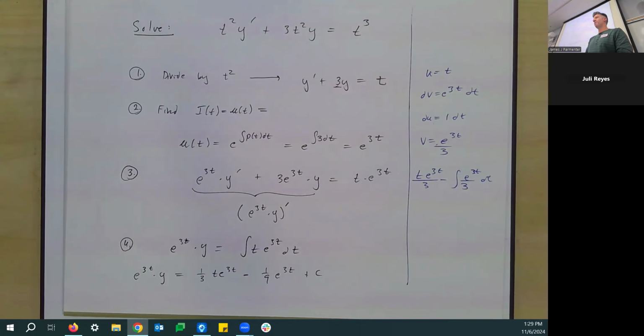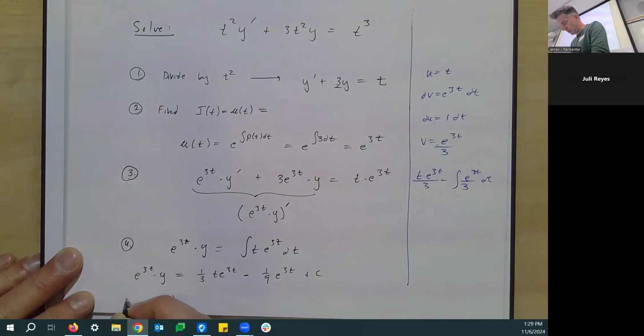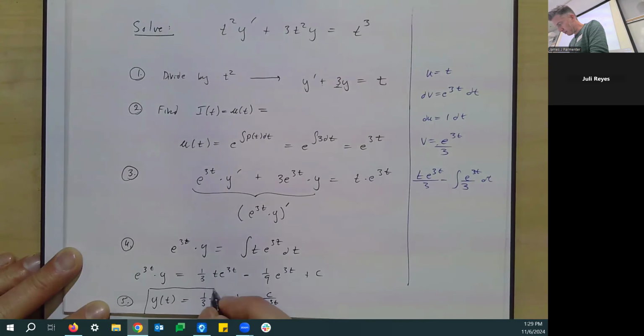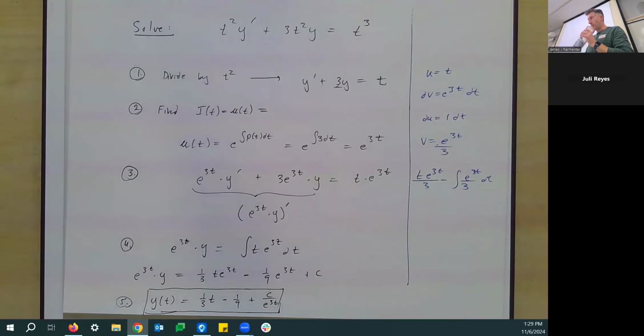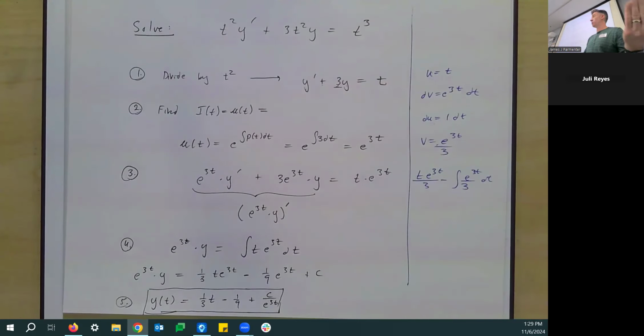Finally, and this is where people kind of go different directions, you could just write the whole thing divided by e to the 3t. I personally think it's better, although it's not really better, I just like it better, to divide each thing by e to the 3t and then simplify the terms. So if I was dividing each thing by e to the 3t, I would write my final answer as y of t equal to 1/3 times t minus 1/9 plus c divided by e to the 3t. Then if they had given us an initial condition, we would solve for c, but they didn't, so we won't.